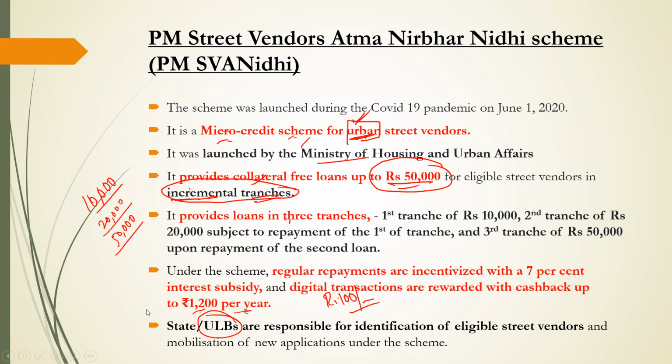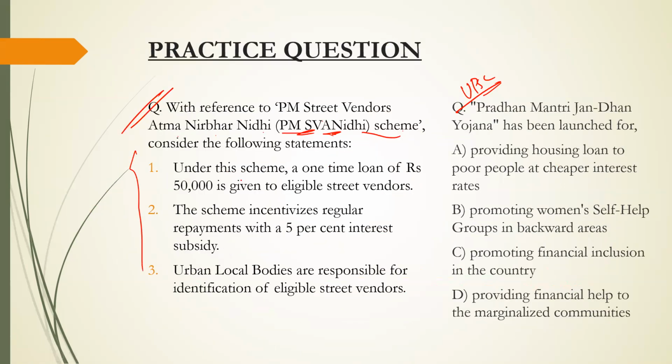The point you need to note here is the statement under the scheme: a one-time loan of rupees 50,000 is given to eligible street vendors. This would be wrong, so you have to focus on this aspect. It is given in three separate tranches. Now, what about this one? The scheme incentivizes regular repayments. This is 7%. The urban local bodies are responsible. That is correct. This aspect you have to see.